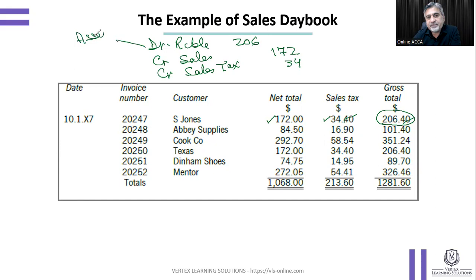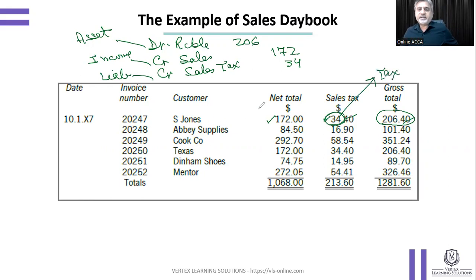Increase in asset is debit. You know that increase in asset is debit. This is my income, and increase in income is credit, so I'm crediting it. And this is my liability. Increase in liability is also credit because I have to receive from the customer, and this amount I have to give to the government, the tax department. So this is my liability, okay?